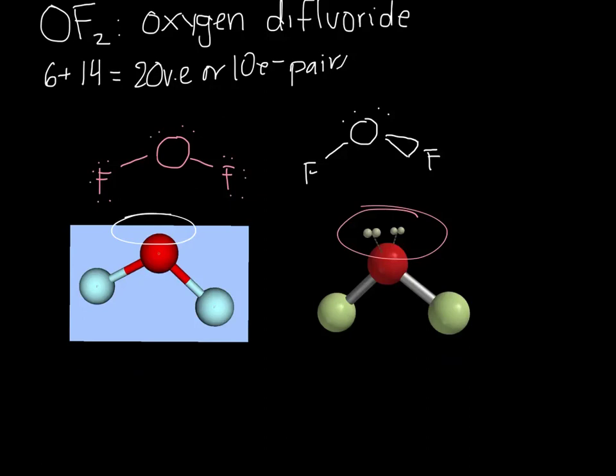Here it is important to know that the 2 lone pairs do have an effect on the shape and the angles of this molecule, as well as the bonding pairs, which is 2. And that will be how you would determine the shape of this molecule.